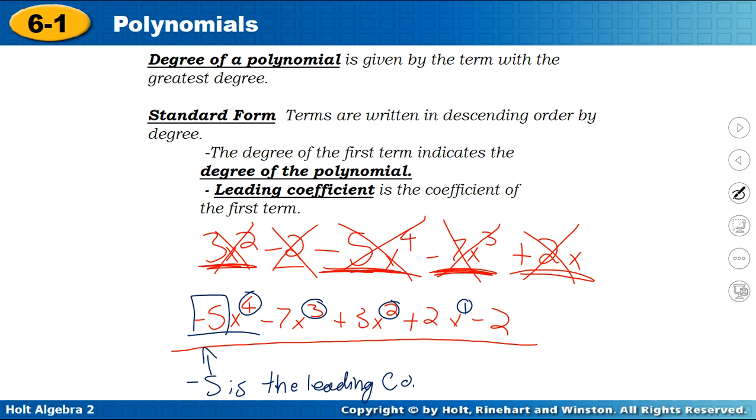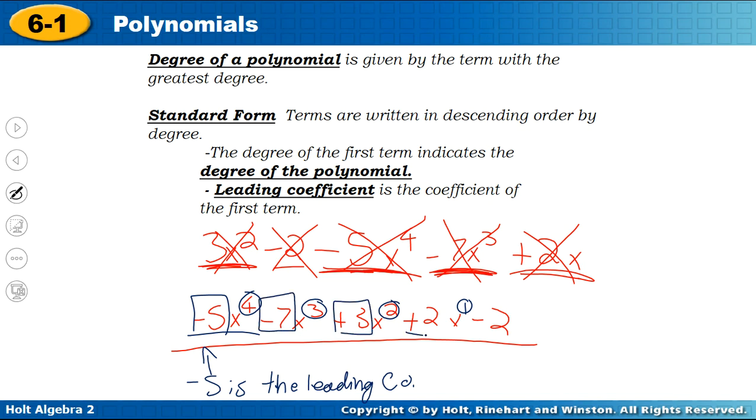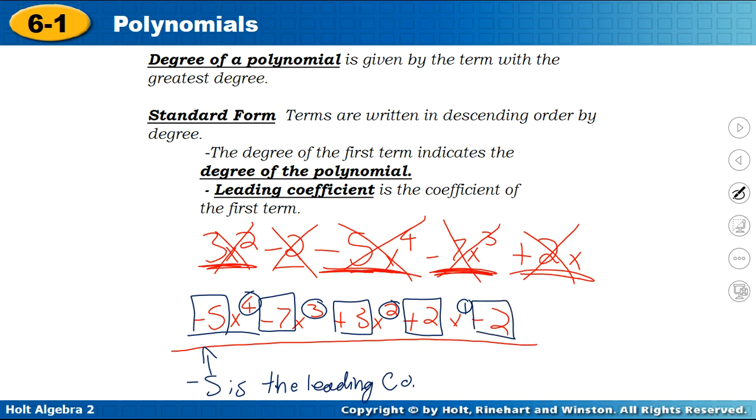Again, coefficients are just the numbers in front of the variables with exponents. So negative 7 is a coefficient, positive 3 is a coefficient, positive 2 is a coefficient, and negative 2 you kind of consider a coefficient as well, although technically we'll note it as a constant. Those are all quote-unquote coefficients.